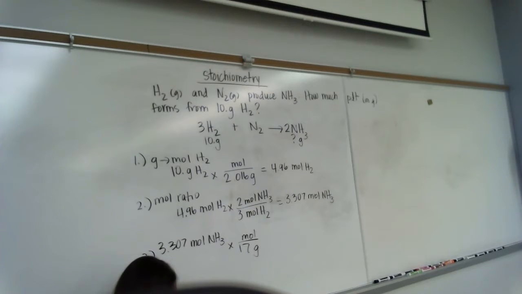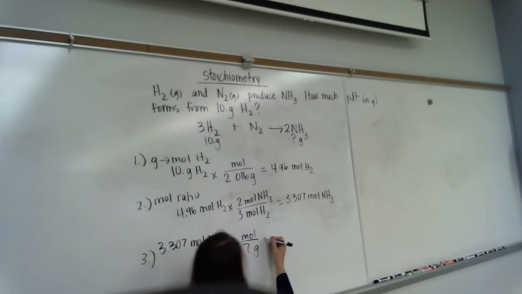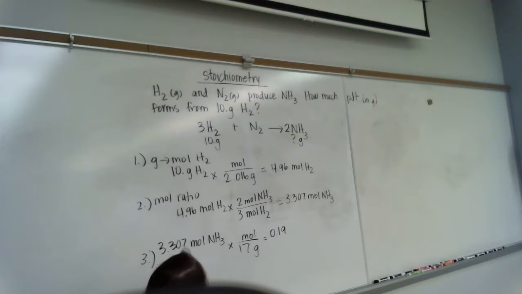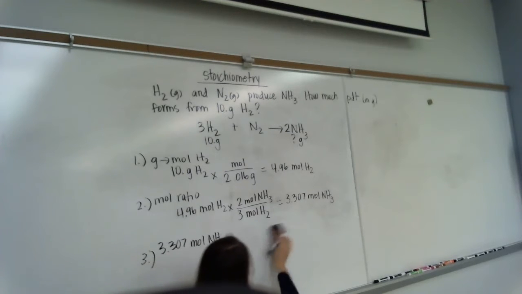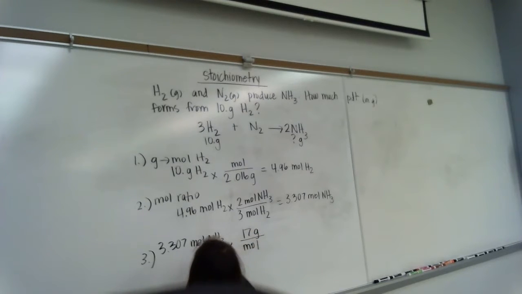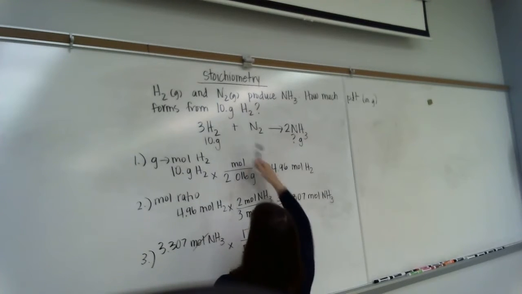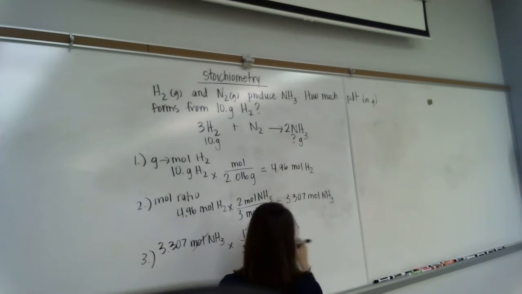Why isn't the moles on the bottom? Oh, because I wrote it backwards. Thank you. 17 grams per mole. Moles need to cancel. 3.307. Keeping 2 significant figures, that would be 56 grams.